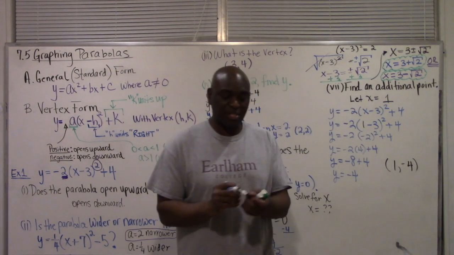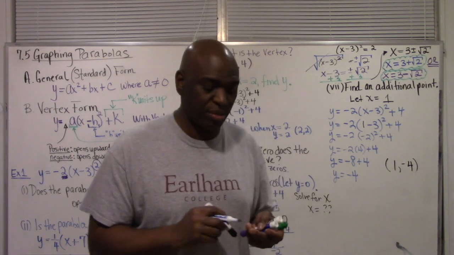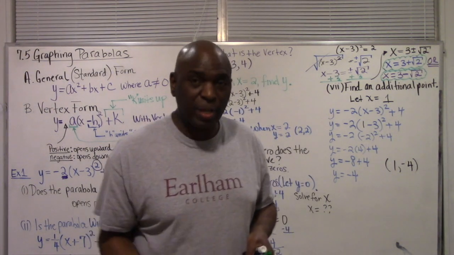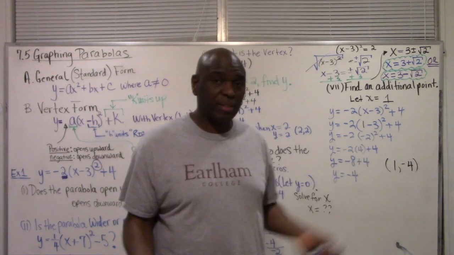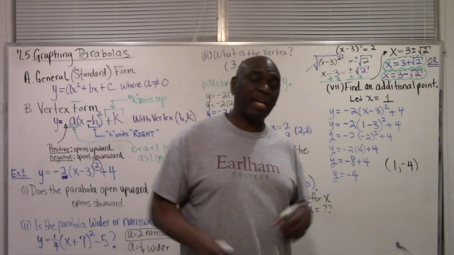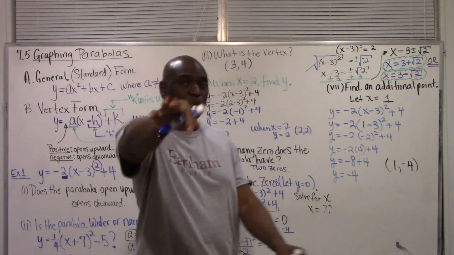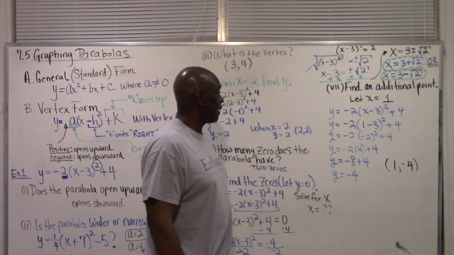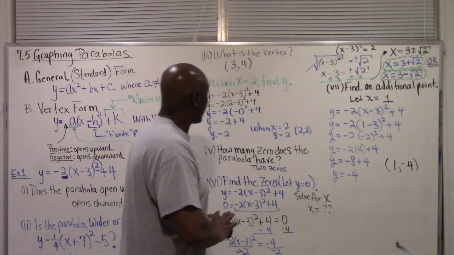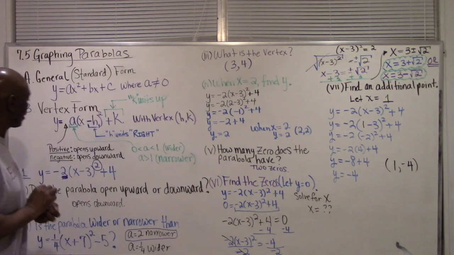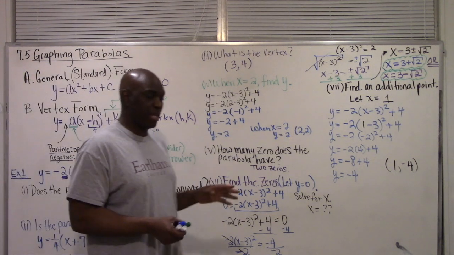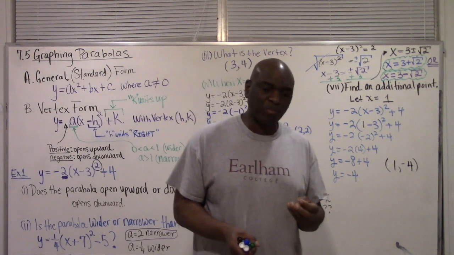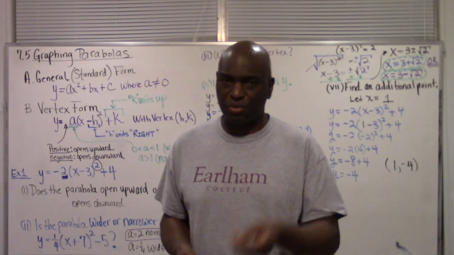You might be asked to find 2 points instead of 1. You just choose your x. I chose x equal 1. Alright, you choose another x. Let x equal 5, 7, 8, whatever. It's up to you. You choose. And that's what you'll get. Okay? And so there you go. And so this is how you find all the characteristics of a parabola that's given to you in vertex form.